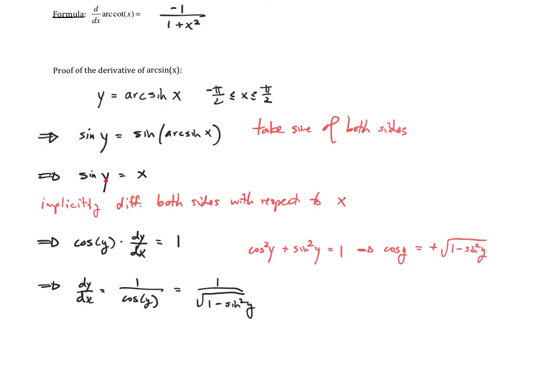My sine of y was equal to x, so that means I could replace the 1 minus sine squared y in the denominator with 1 minus x squared. And that proves that the derivative of arc sine of x, which is dy dx, is just 1 over the square root of 1 minus x squared.